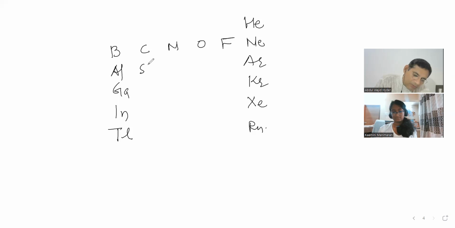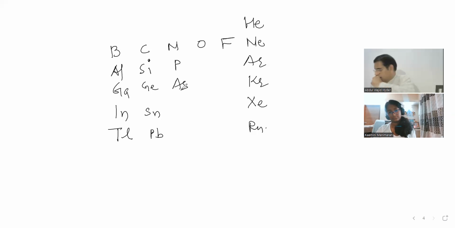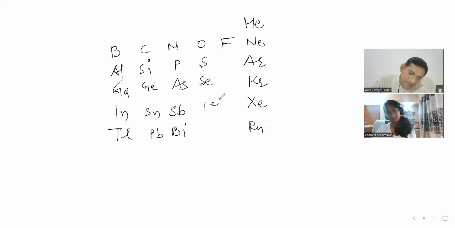Then carbon, silicon, germanium, tin, lead, nitrogen, phosphorus, arsenic, antimony, bismuth, oxygen, sulfur, selenium, tellurium, polonium, chlorine, bromine, iodine, astatine.